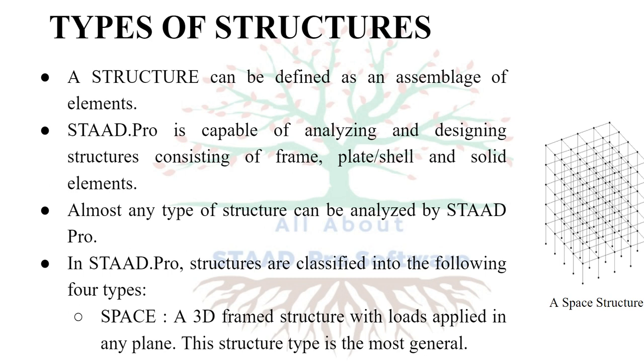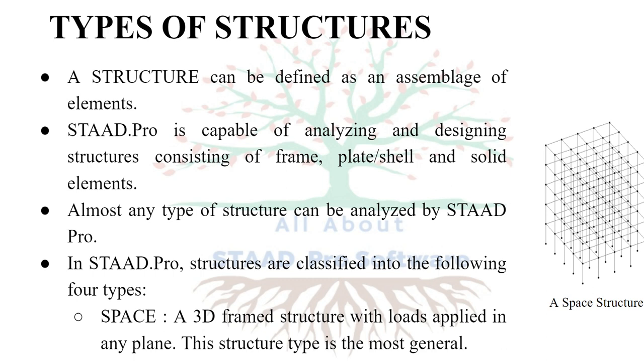We want to understand some of the terms used in Staad Pro and the manual structural analysis process. Types of structures are to be understood both in structural analysis and in the software. A structure can be defined as an assemblage of elements. We all know these are our elements. And in Staad Pro, if we draw any column or any beam, these are all our elements.